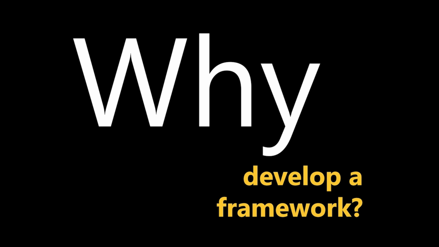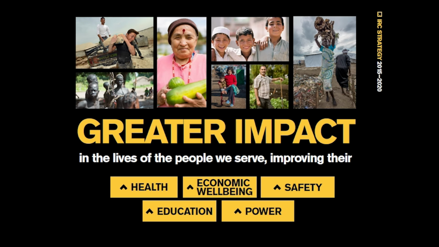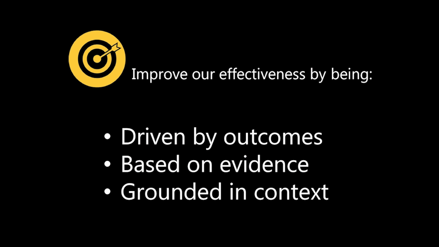So the IRC developed the Outcomes and Evidence Framework in order to achieve greater impact in the lives of those we serve. We want to do so by focusing our efforts on 5 outcome areas, and they are health, economic well-being, safety, education, and power. We believe that the best way to improve our effectiveness is to do work that is driven by outcomes based on evidence and grounded in context. And for us, that means 3 things.